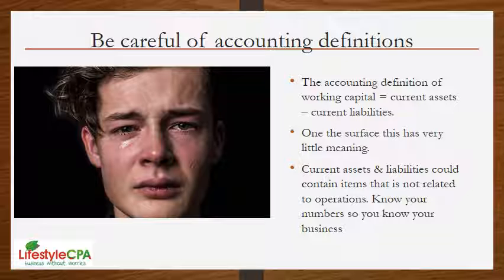On the surface, this could possibly have very little meaning because current assets and current liabilities contain items that are not operating. Our operating items are those things we need to keep our business going: our inventory, accounts receivable, our cash. But sometimes in non-operating assets, current assets, we could have non-operating items that might have been sitting down there for like 20 years, and the business has never really cleaned their balance sheet statement. So know your numbers so you can really understand your business.